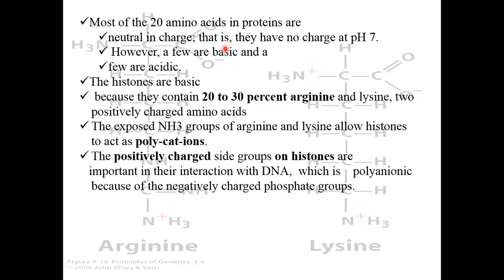Exposed amino groups of the arginine and lysine allow histones to act as polycations. These positively charged side groups on the histone are important in their interaction with the DNA, which is polyanionic because of the negatively charged phosphate groups.